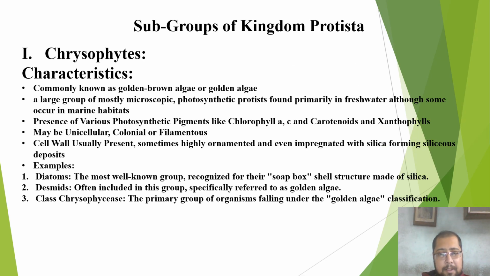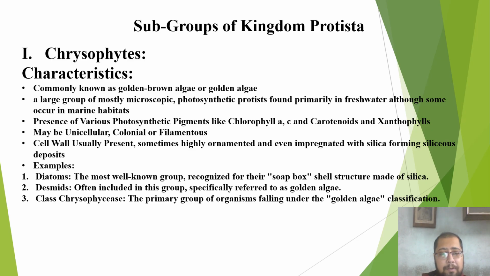Now, if we take a look at the subgroups of kingdom Protista, first come the chrysophytes. These are also known as the golden brown algae or golden algae. They are a large group of microscopic photosynthetic protists found primarily in freshwater, although some, especially the diatoms, occur in large quantities in marine habitats.